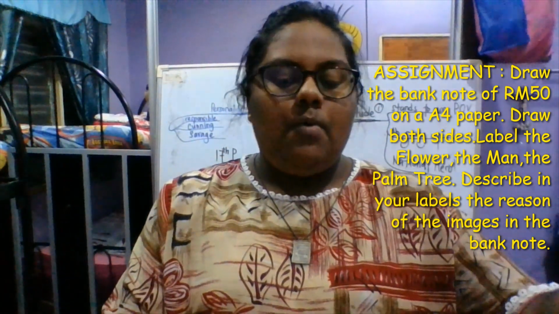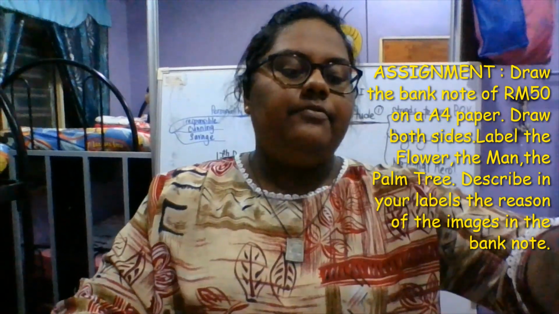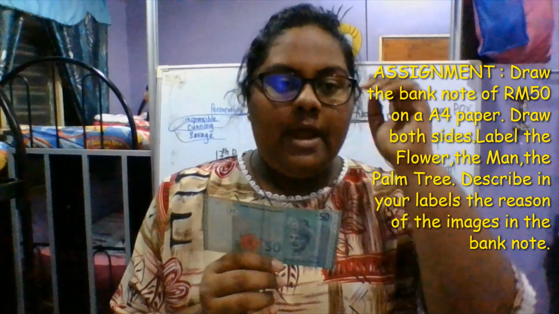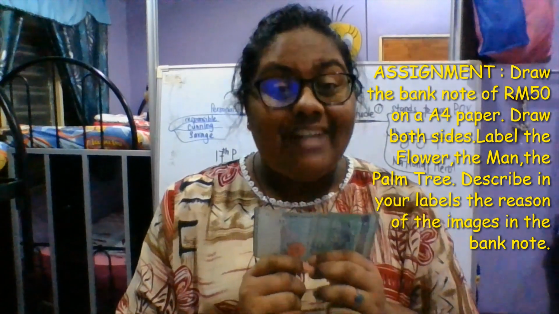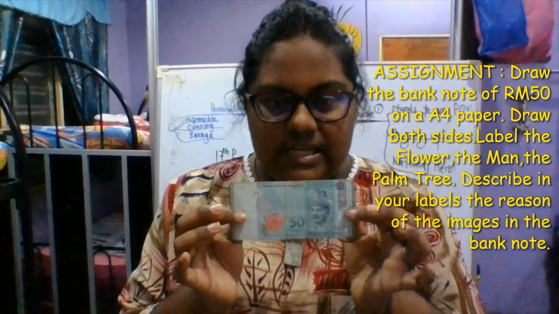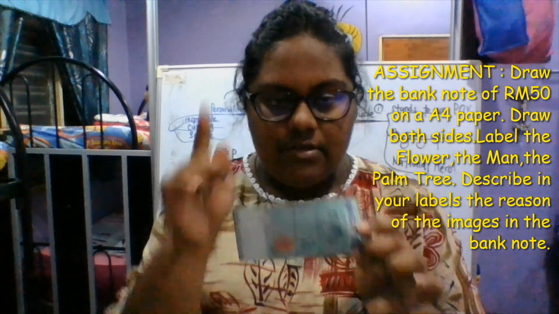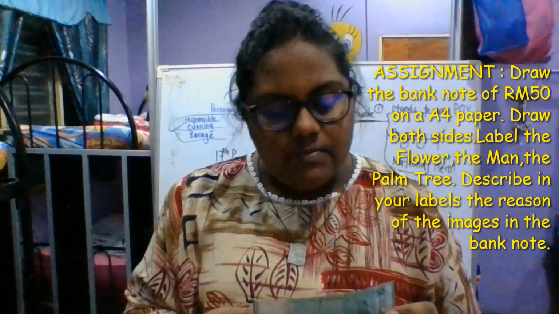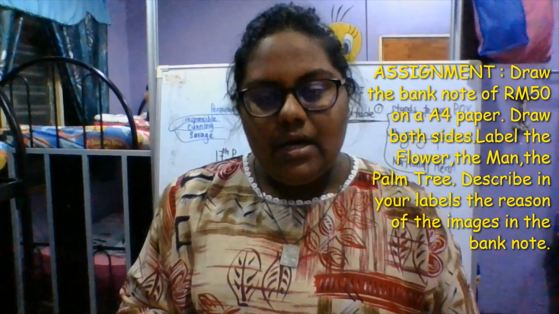Okay, students, so this will be your assignment. What I want you to do is get a 50 ringgit note. It can be from your parents. Just let them know that this is for the assignment, not that you're asking for any funds. Let your parents know that you're taking this 50 ringgit from them. Then you draw. You take out a piece of paper, A4 paper will do, or even lined paper, up to you. Something that is very clear or white.